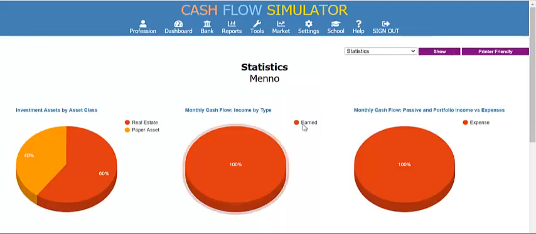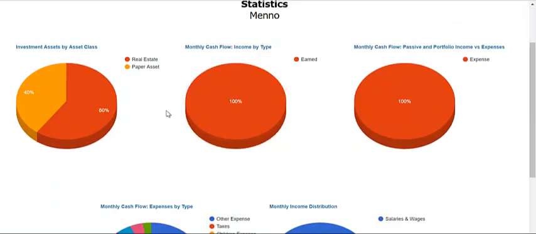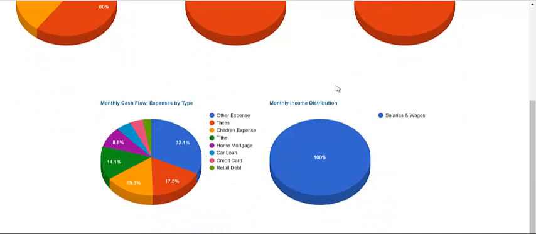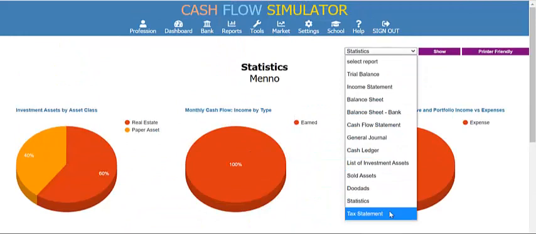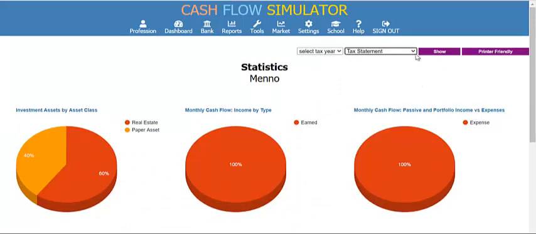There we go. So we have some nice pie charts of where my monthly cash flow is coming from, what kind of assets I have. I can see my monthly income distribution and my cash flow expenses by type. So I can have a look at a couple of different nice statistics here. And one that excites me a lot is my tax statement.